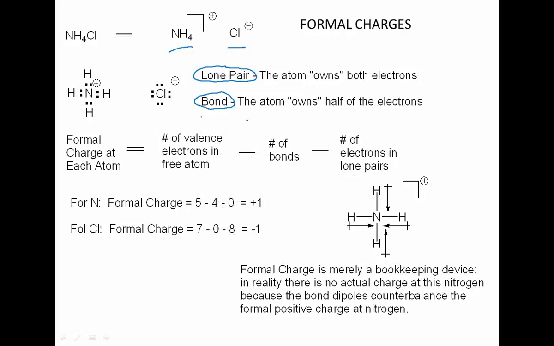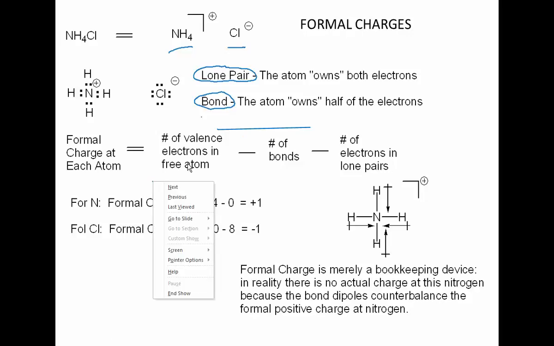So we can look at the charge distribution, or the formal charge, just by working this equation for each atom. We're going to take the number of valence electrons in the free atom, subtract from that the number of bonds, and subtract from that the number of electrons in lone pairs. So let's look at the atoms in ammonium chloride.